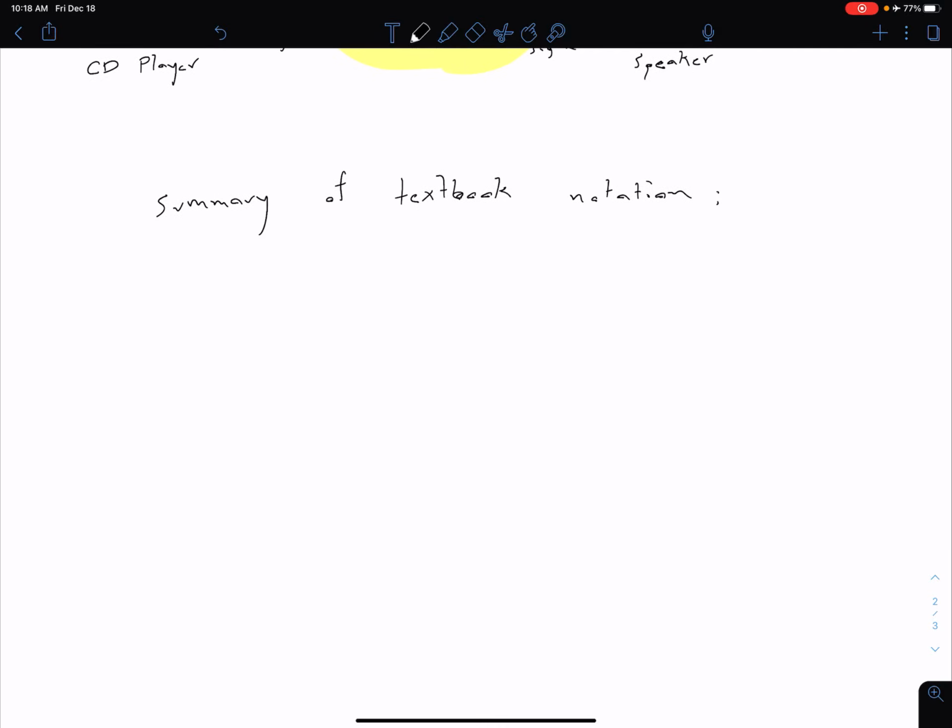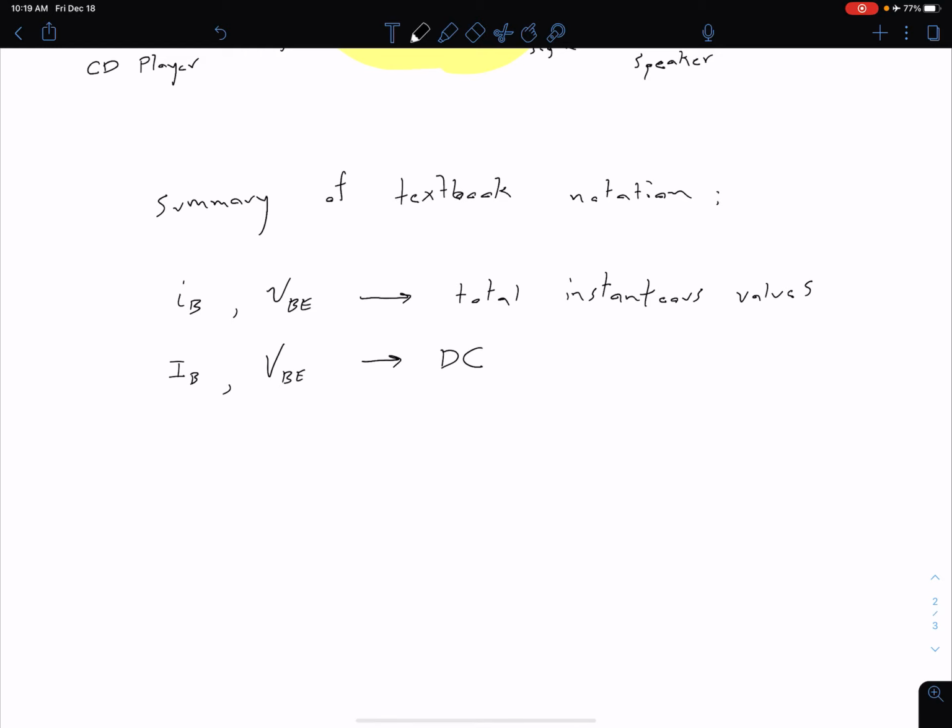So the first one is if we have a combination of AC and DC, we're going to have a lowercase variable with an uppercase subscript, so i_B, for instance. And if we have a voltage, maybe we have lowercase v, uppercase BE. What this represents is the total instantaneous value, so that would be AC and DC together. Now if we just had the DC values, we would have a capital parameter with a capital subscript, so I_B, V_BE, for instance. So this is just our DC values.